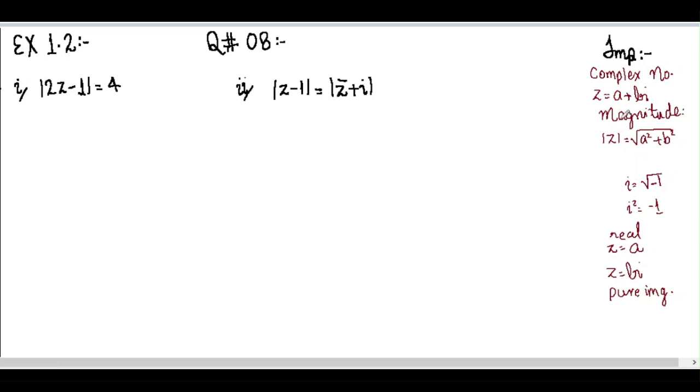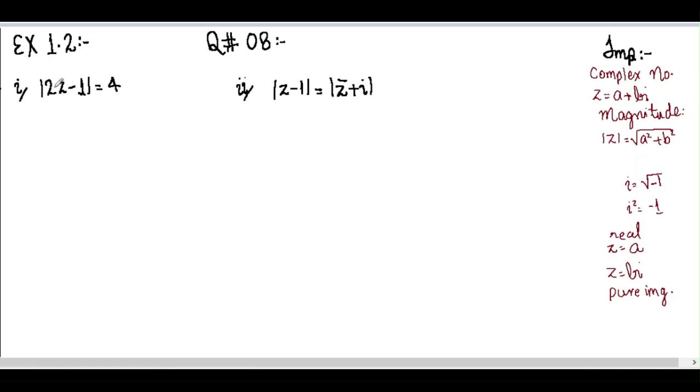Now, how to find the magnitude? Magnitude is equal to square root of real part square plus imaginary part square. Here the real part is A, so A square plus imaginary part is B, so B square. And we know that iota equals square root of -1, and taking square on both sides, we get iota square equals -1. Now we are going to come towards the parts.